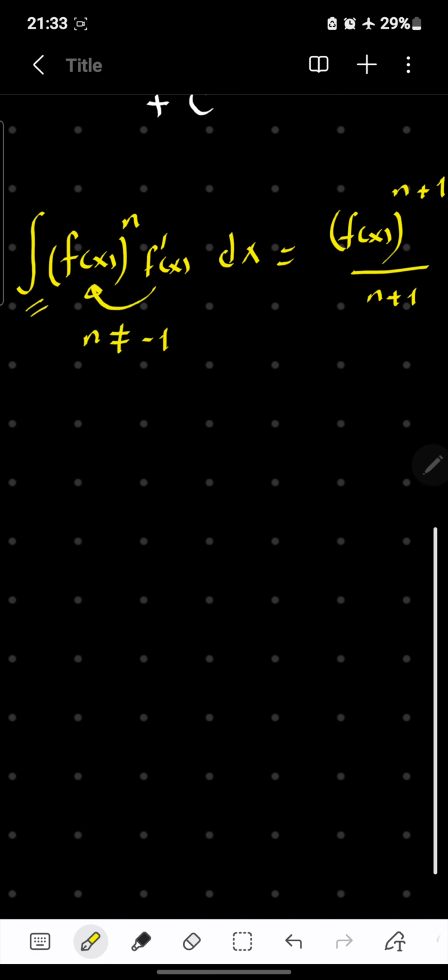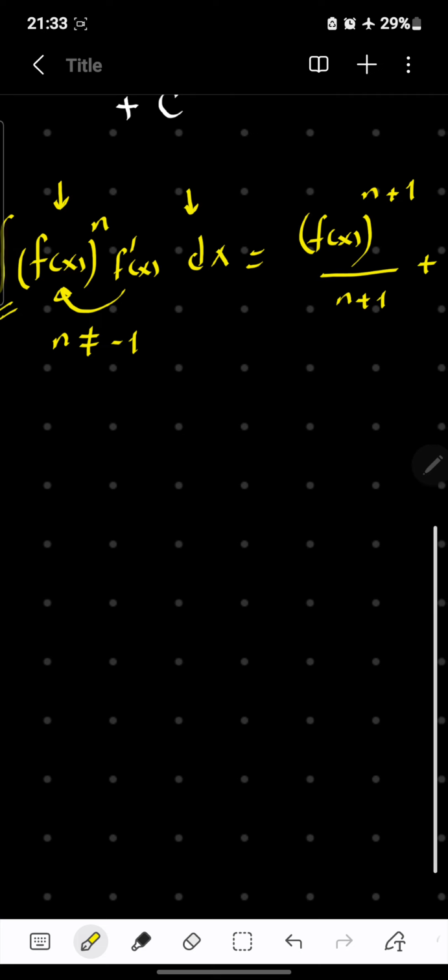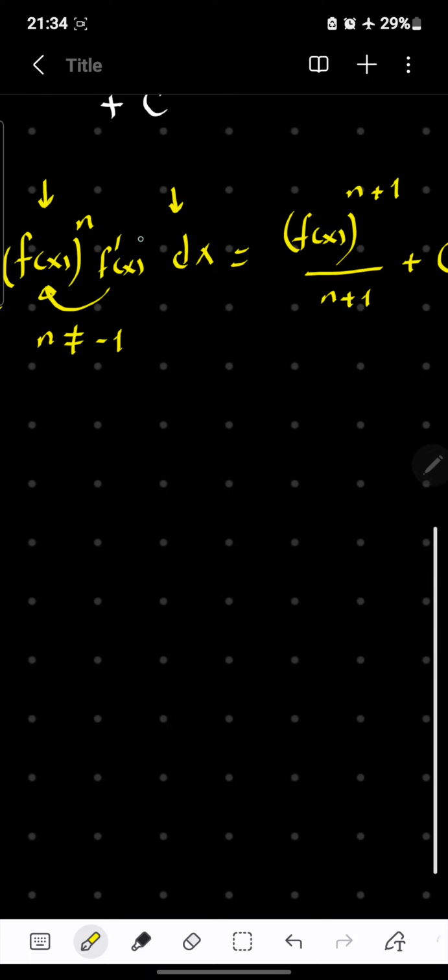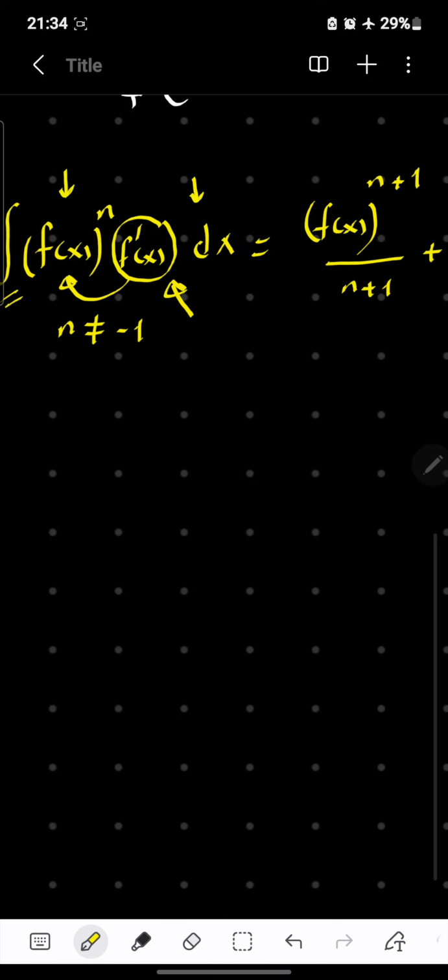So this is the integral sign, this is the integrand, and this is the variable of integration. Any power function, we can do the antiderivative by adding 1 to the power and dividing by the new power, plus c. But we cannot do this if the derivative is not here. We have to check that the derivative already exists inside the integral.